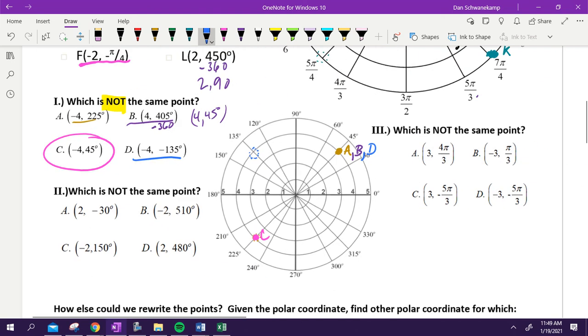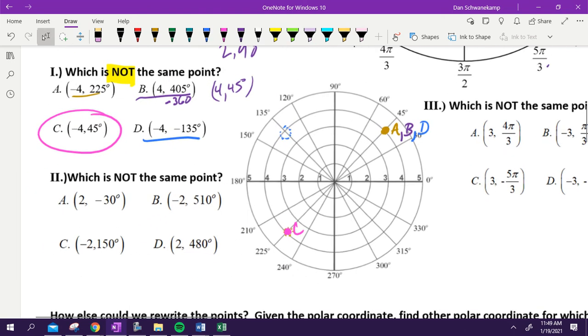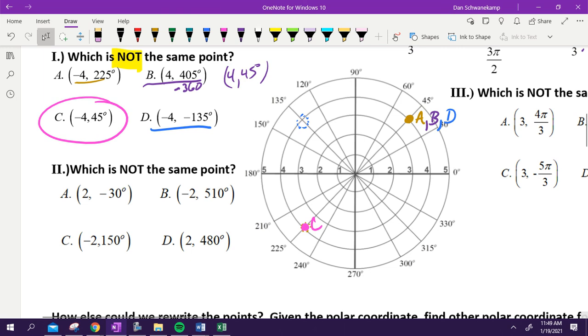Try number 2. See if you can do that with your neighbor. Figure out which one doesn't work. Fingers. 1 for A, 2 for B, 3 for C, 4 for D. Which one does not belong? We're saying number 4. Let's see if we're right.